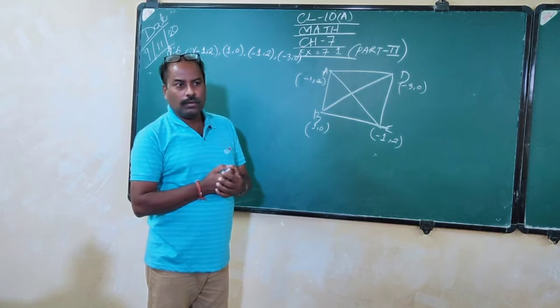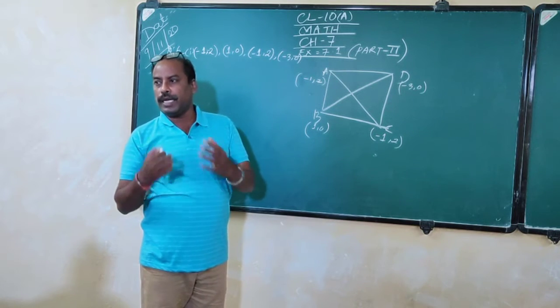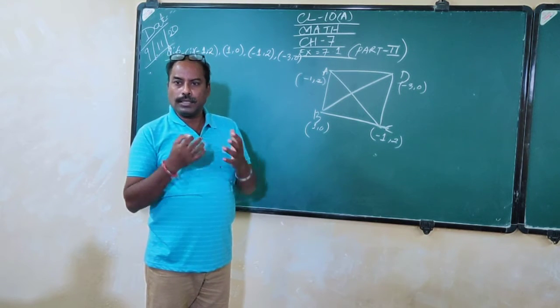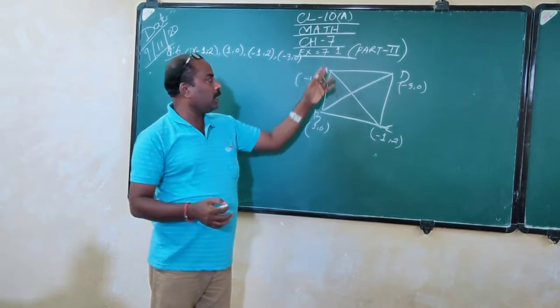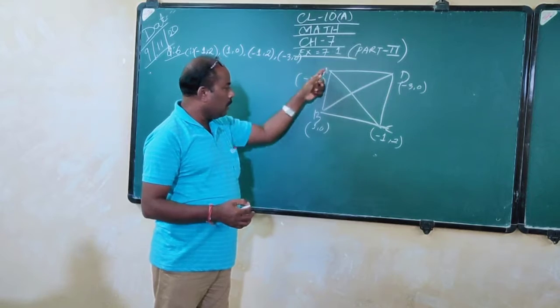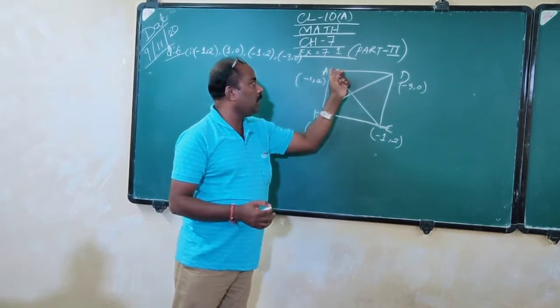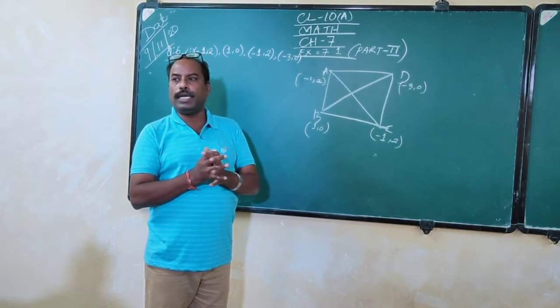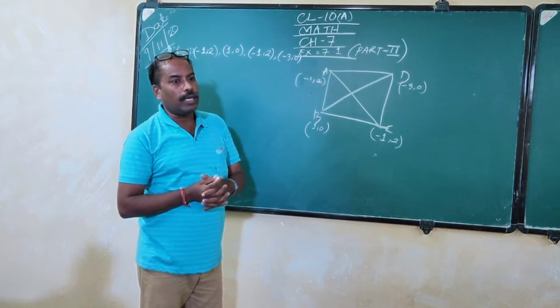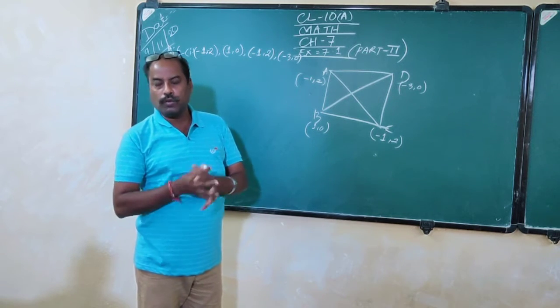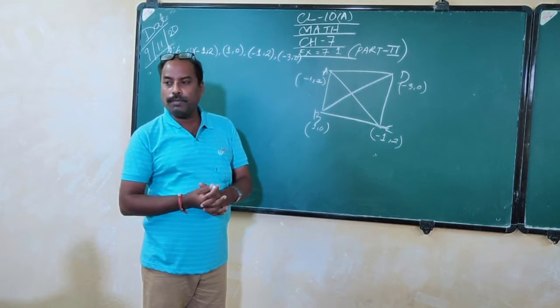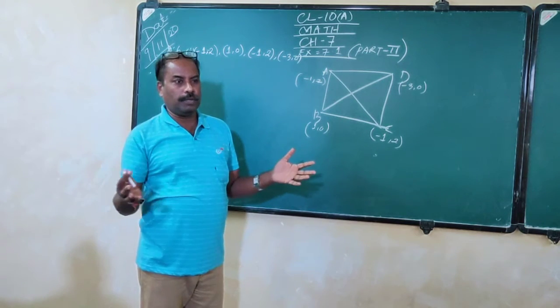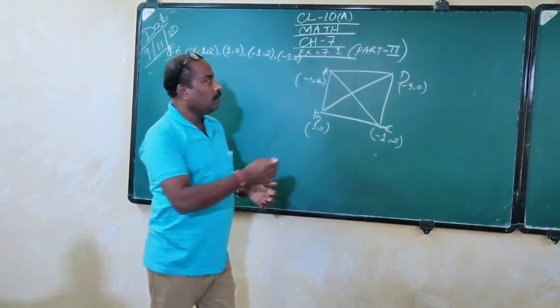So what to do? We have to find out the sides. How many sides? 6 sides: 4 sides and 2 diagonals. When we get AC, BD, AB, BC, CD, AD, we can get a hint and say the name of the quadrilateral. We have to find the 4 sides and 2 diagonals by what formula? Distance formula. What is the distance formula?